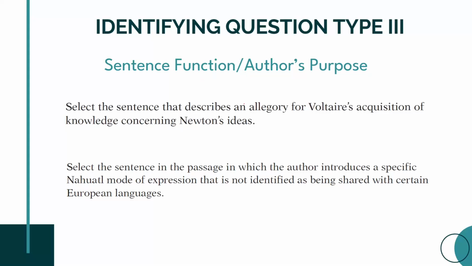And if you look at the first one, select the sentence that describes an allegory for Voltaire's acquisition of knowledge concerning Newton's ideas. I would consider this a function question. The reason why is because it uses the phrase allegory. In fact, I don't really need this information at all, unless the passage is just making a whole bunch of allegories, which I doubt. It's probably just making one. So as long as I can find that allegory or that metaphor, I'm done. So I would consider this primarily a function question.